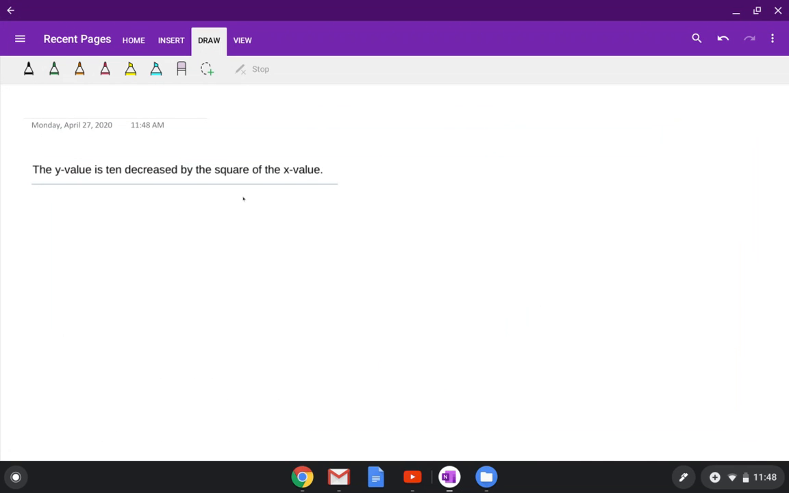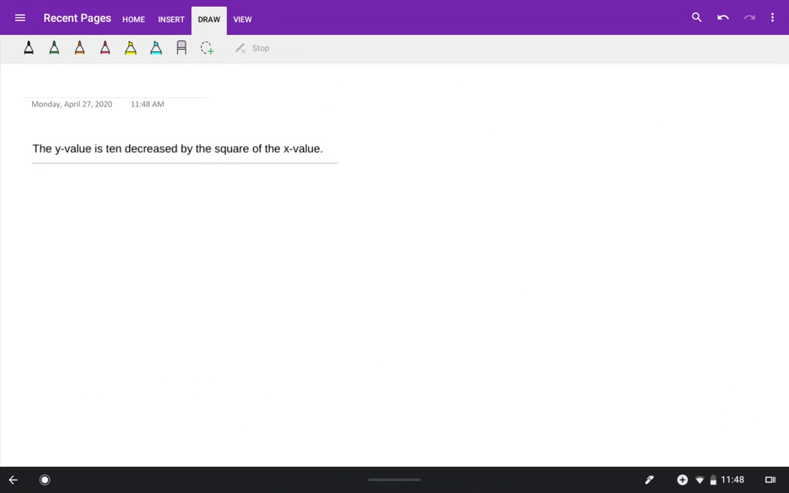Okay, so the y value is 10, decreased by the square of the x value. So let's rewrite it. The y value, it's the equal sign, 10 decreased by the square of the x value. So this is our equation: 10 decrease, it's minus the square of the x value. So how are you going to graph it?